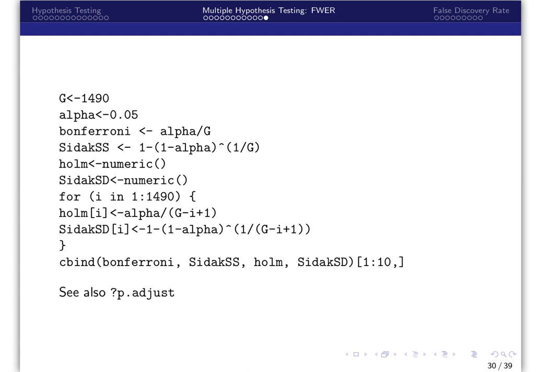The table on the previous slide can be produced using this R code, where G is the number of tests and alpha is the significance level. Alternatively, the p.adjust function in R can be used. The adjusted p-value corresponding to the hypothesis can be defined as the level of the entire test procedure at which the null hypothesis would be rejected, given the values of all test statistics involved.